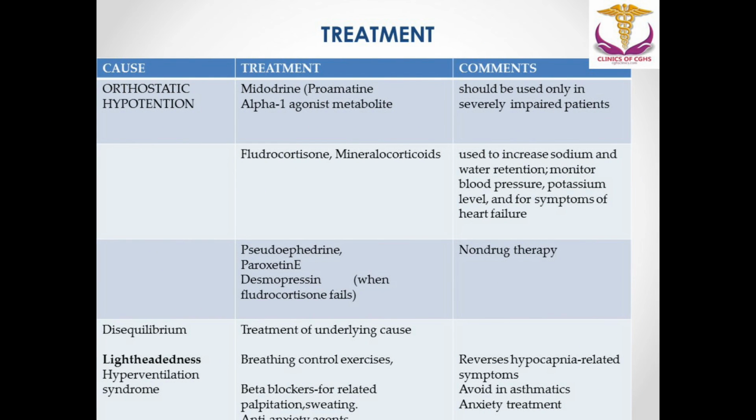Drug treatment of orthostatic hypotension includes fludrocortisone, a mineralocorticoid which is used to increase sodium and water retention. Here, monitoring the blood pressure, potassium level and symptoms of heart failure are important. Next is midodrine, an alpha-1 agonist metabolite which is used only in severely impaired patients.